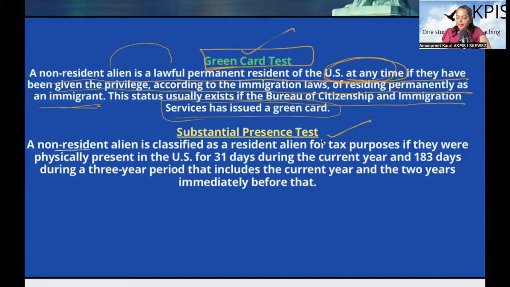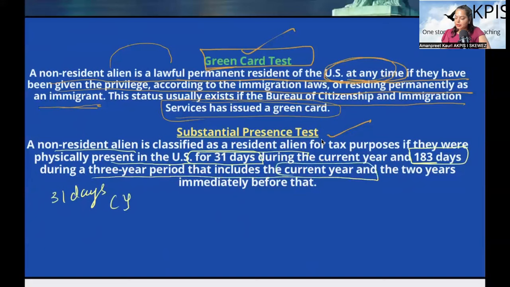In the other situation, which is the second test, the substantial presence test, if any person who is as of now a non-resident is classified as a resident alien, under which circumstance? Any person who satisfies this condition: who is there in the United States of America for 31 days during the current year, right? And 183 days during a 3-year period that includes the current year and the 2 years immediately before that.